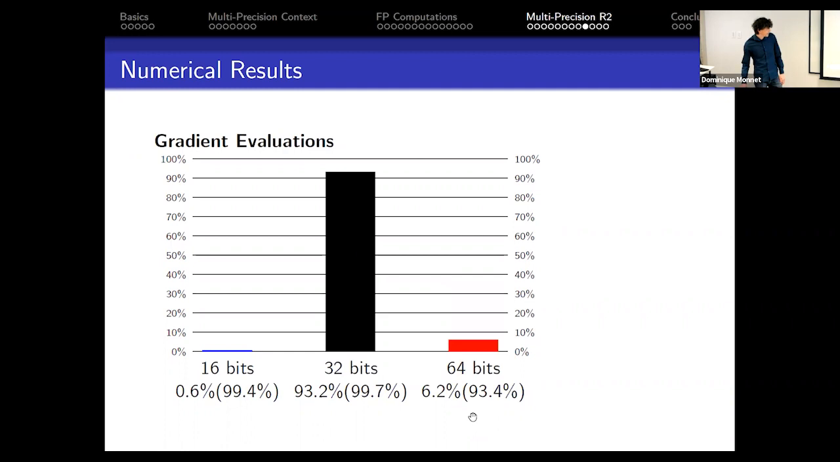For the gradient, we can see that we can't really use float 16, but we can use float 32 a lot, and we need float 64 as well. So why is it different between the objective and the gradient? Remember, the precision we need on the gradient is relative, and the precision we need on the objective is absolute. That is, when the gradient is very small, I need lots of precision on the objective. That's why we have this difference between objective and gradient.